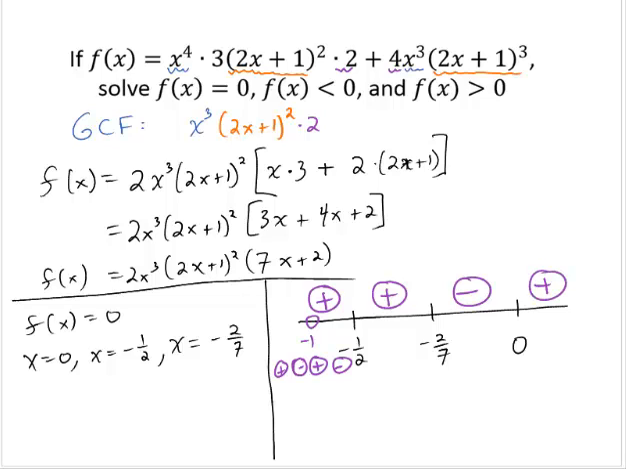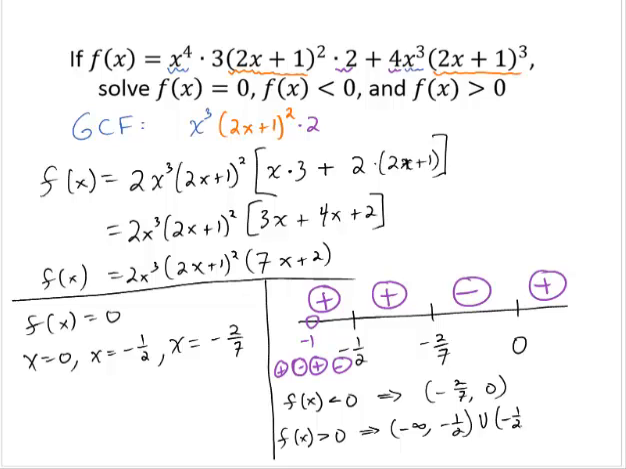So solving f of x is less than 0, the solution would be negative 2/7 to 0. F of x is greater than 0, the solution would be the interval negative infinity, negative 1/2, union, negative 1/2, negative 2/7, union, 0, infinity.